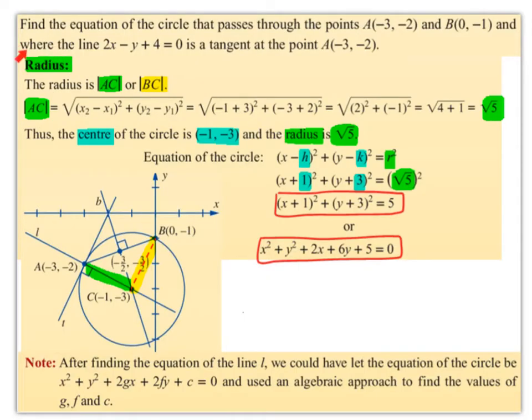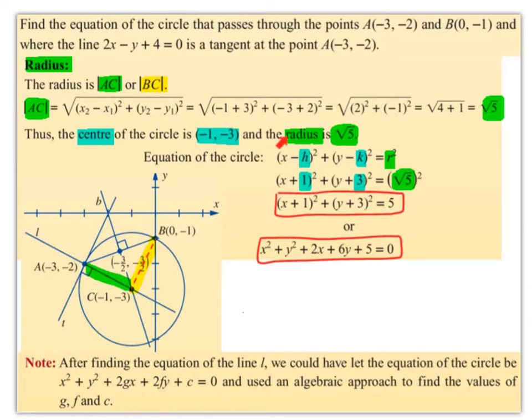So now we need to get the radius. So the radius is the distance from A to C or the distance from B to C. So it doesn't matter which one you go with. So we'll go with A to C. So we have the point A, which is (-3, -2), and the point C, the centre, (-1, -3). So substituting into our length formula, we get root 5, that's the radius. Thus the centre of the circle is (-1, -3). The radius is root 5.